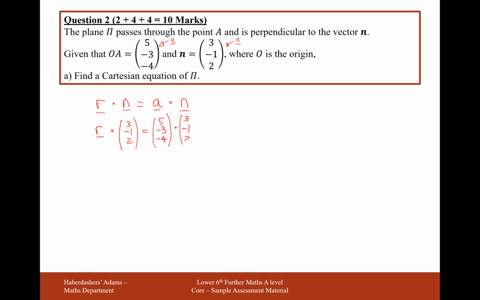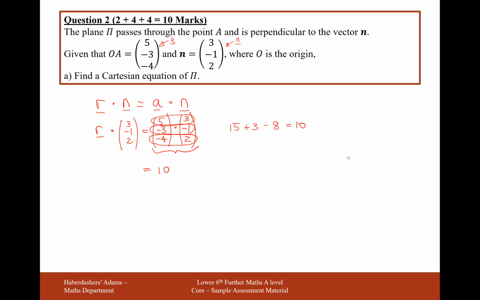Now generally this a dot n that we have at the back here, we're going to simplify to a value and actually do the dot product on this. To do the dot product, we multiply the x components together, the y components together, and the z components together, and add together their results. So we're going to get 15 plus 3 from the double negative, take away 8, which is going to give us 10. So we get a 10 on the right hand side here.